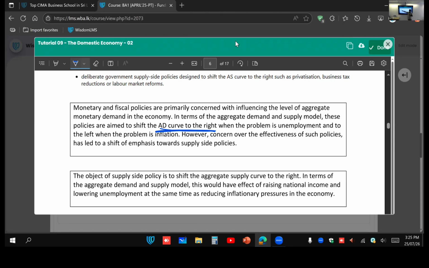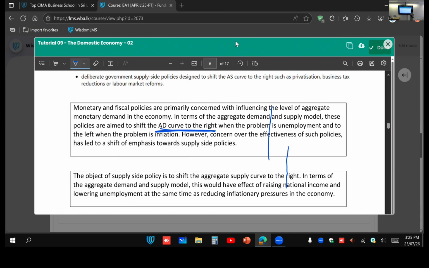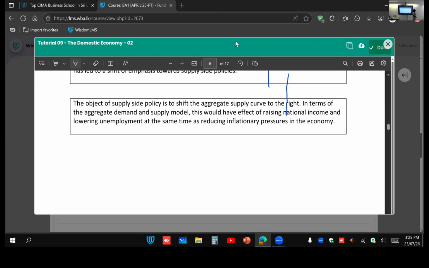At the last point, you can use this, but at the last, this has several significant importances rather than monetary and fiscal policy. Okay. The object of supply side policy is to shift the aggregate supply curve to the right, in terms of the aggregate demand and supply model. This would have the effect of raising national income.